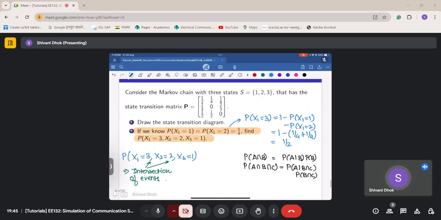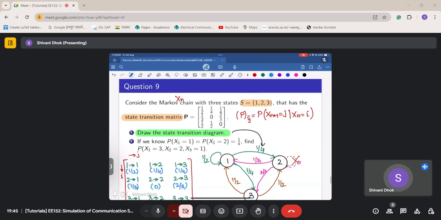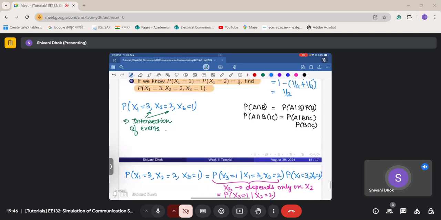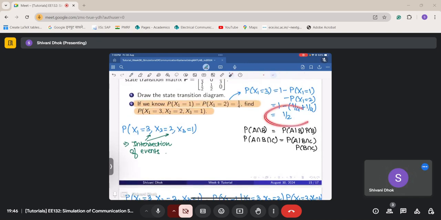Therefore, from the state transition diagram, we know that the probability that x(n+1) equal to j given xn equal to i is the (i, j)th entry. So this will be basically P of (2, 1), then this particular thing here will be P of (3, 2), the (3, 2)th entry, times the probability of x1 equal to 3, which we have obtained as half.